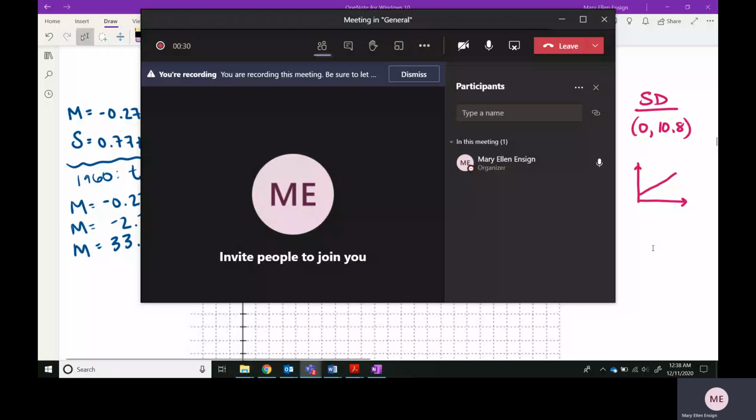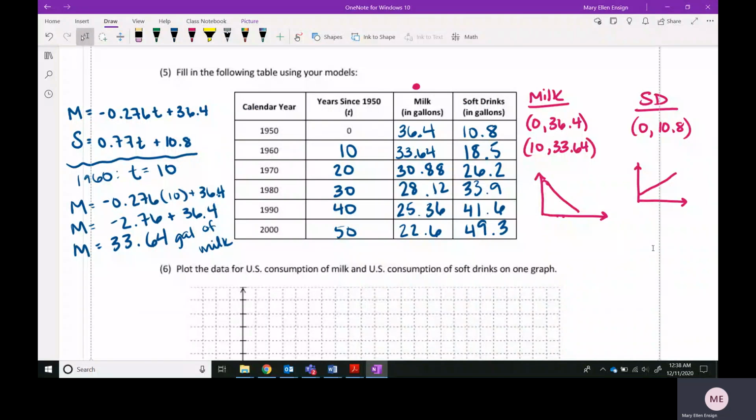Hi everybody, so I wanted to just finish up the rest of this lesson here. So here you can see I have this table all filled in, the years since 1950, so that goes up to 50. And then the values for the number of gallons of milk consumed on average each year and the number of gallons of soft drinks consumed on average each year.